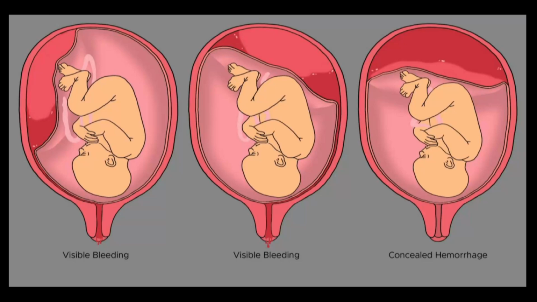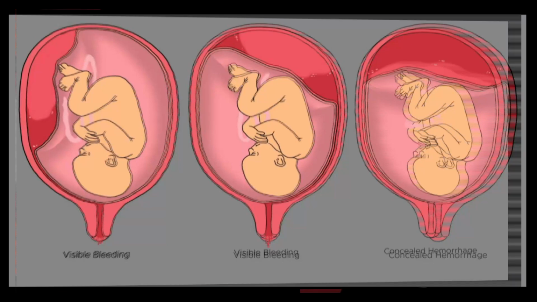Depending upon the separation of placenta, we can categorize it into three ways. The first one is marginal separation. Here we can see the vaginal bleeding. The second one is partial separation of placenta with the vaginal bleeding. The last one is complete separation of placenta with concealed hemorrhage.